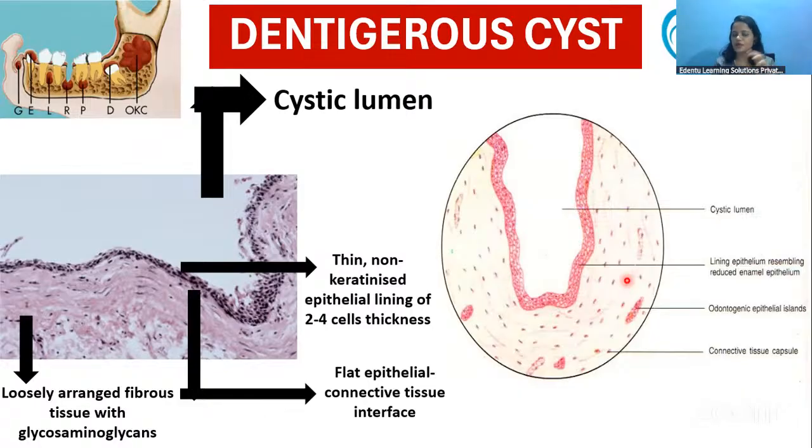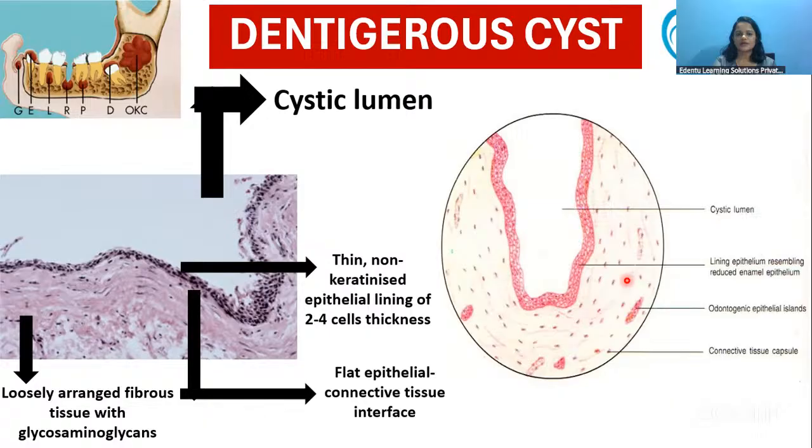The lining is similar to reduced enamel epithelium, 2 to 4 cells thick, non-keratinized stratified squamous epithelium, with a flat epithelial-connective tissue interface. Inflammation will usually be less. Odontogenic epithelial islands can be seen in the connective tissue, fibrous vascular tissue will be seen, and cholesterol clefts may also be seen in the dentigerous cyst.